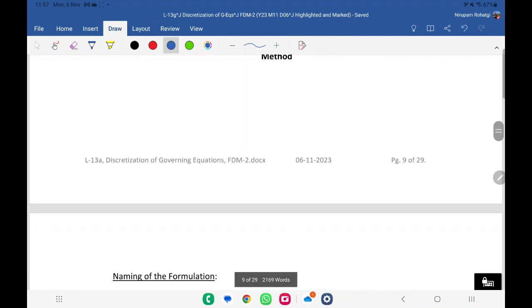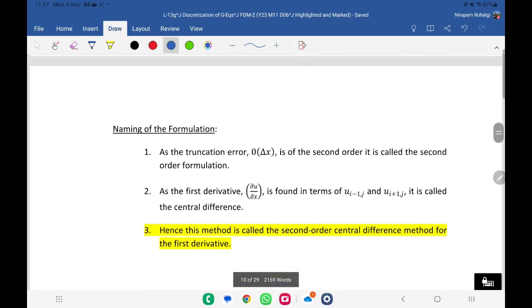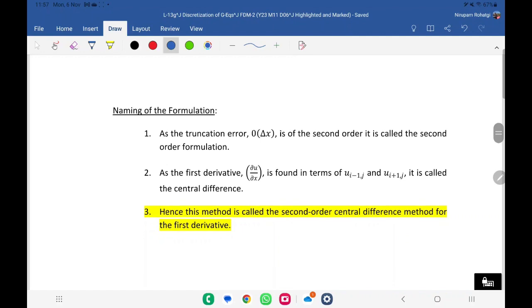Now, how do you name it? It is called a second order formula, because the truncation error is of the second order. This is for the first order derivative. It is based on the forward and the backward point, so it is called central difference. And this method is called the second order central difference method for first derivative.